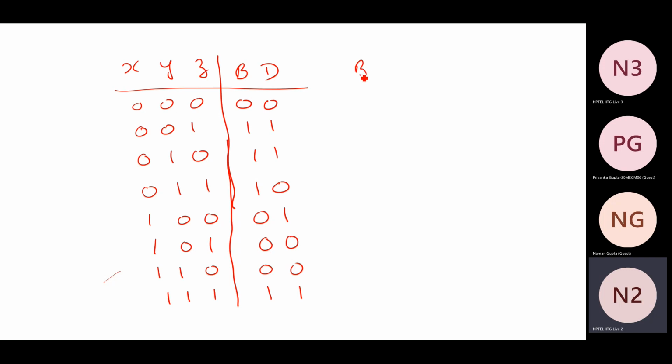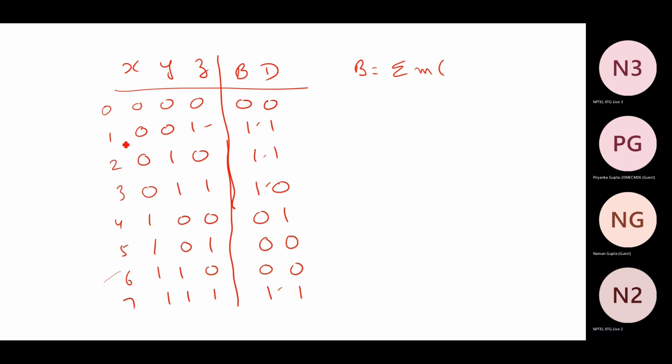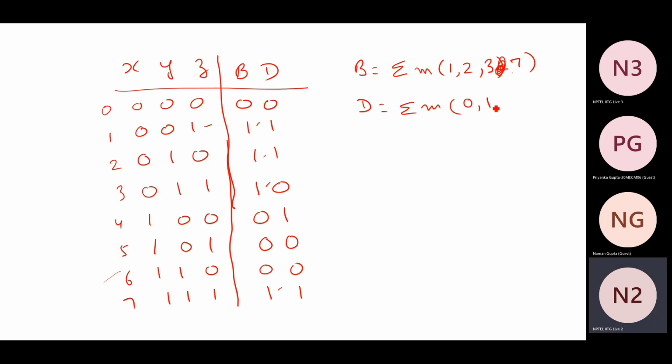So if you write the Boolean expressions in terms of the min terms, this B will be having min terms 1, 2, 3, 7. In decimal, 0, 1, 2, 3, 4, 5, 6, 7. So the borrow is sigma m of 1, 2, 3, 7. And difference is sigma m of 1, 2, 4, 7.